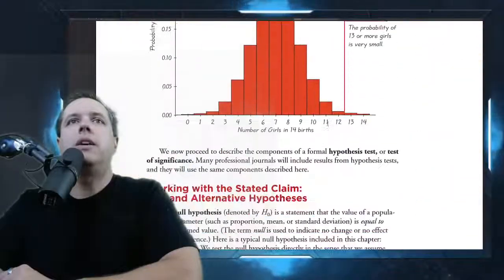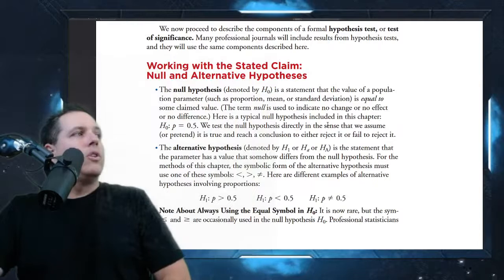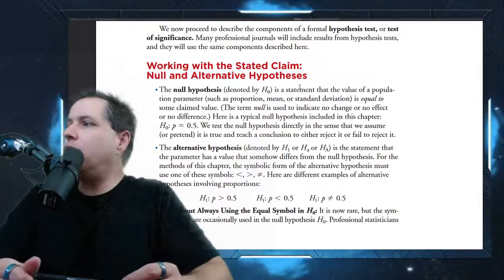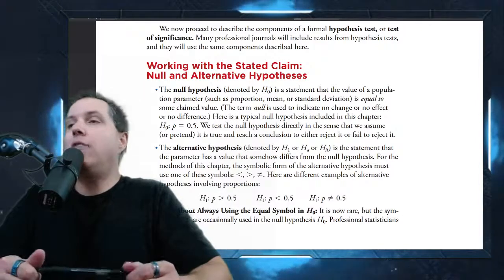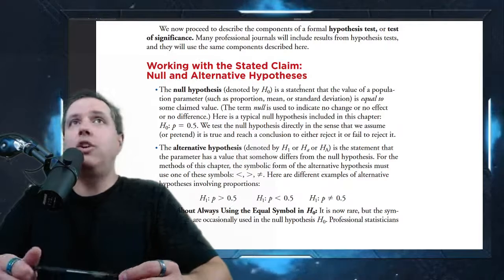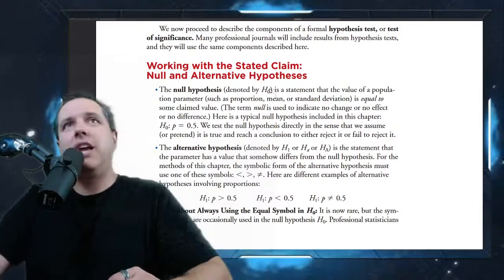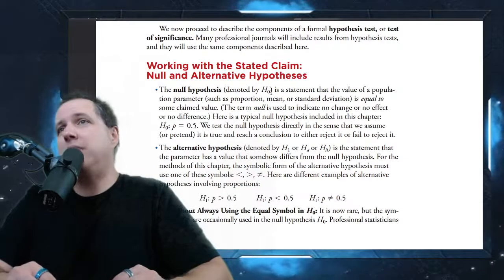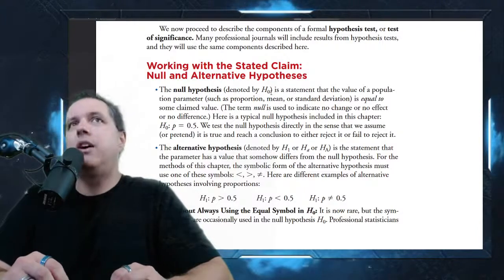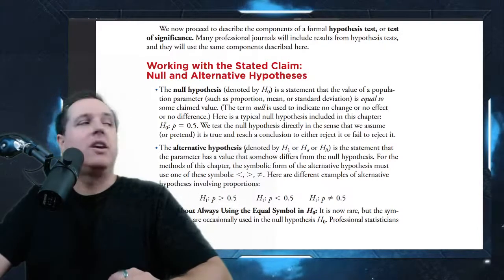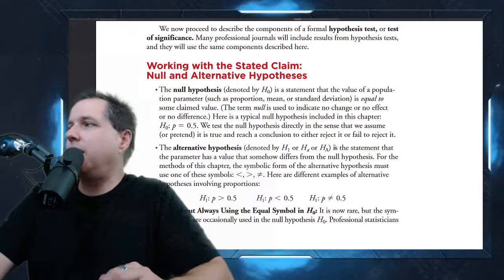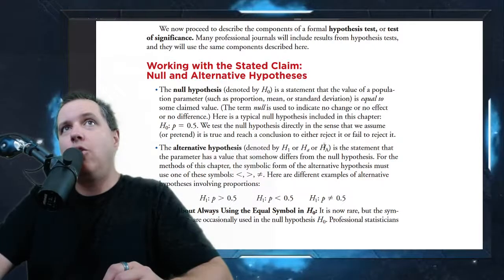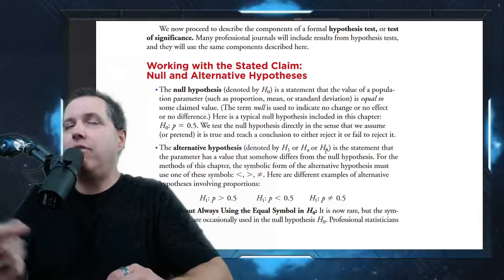Okay, so working with the stated claim, null and alternative hypothesis. When you do a hypothesis test, you have two hypotheses. One is called the null hypothesis, and this is usually indicated with H sub 0. The null means nothing in mathematics, so sometimes it's represented with a 0. And then the alternative hypothesis, depending on where you're looking, gets a little bit different notation. Either H1, that's a popular one, or HA. Those are your alternative hypothesis.